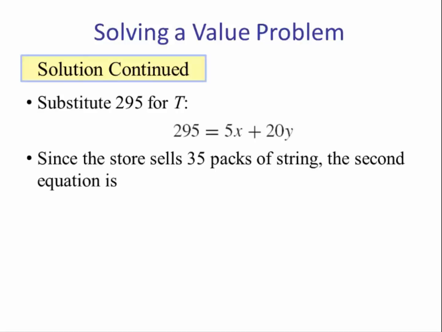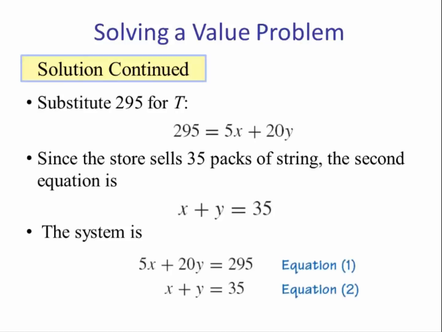Our next equation is going to be the number of packs sold. In the problem it is stated that the store sells 35 packs of strings. So we know that the next equation must be X plus Y equals 35. We take the number of guitar strings plus the number of bass strings, that will equal 35. So we have our system.